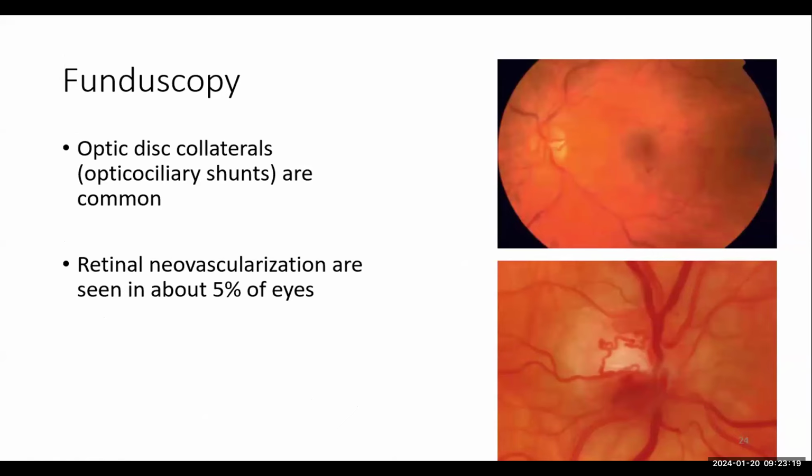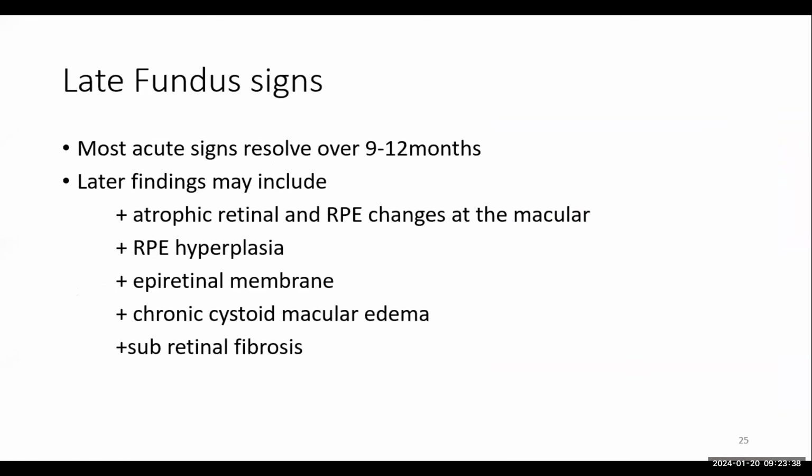Then at the optic disc, you can also see collateral circulation in some, up to optociliary shunts as shown in this picture. Then retinal neovascularization is seen in about 5% of the eyes.